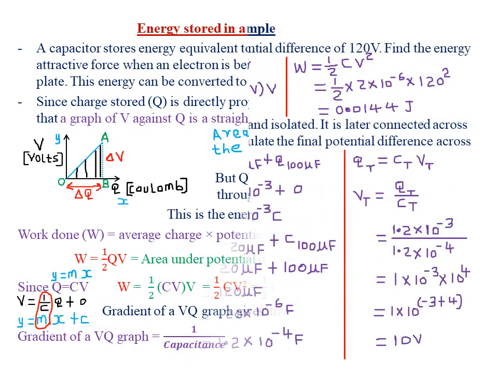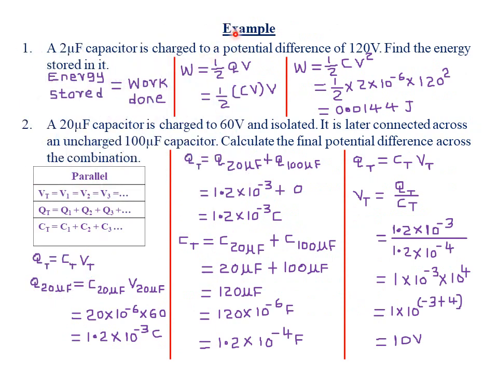Next, we look at some examples involving computing the energy stored. So we are told that a 2 microfarad capacitor is charged to a potential difference of 120 volts. So we are required to find the energy stored in it. So here we are given the capacitance C, we are also given the potential difference V. So we simply look for the equation of the energy stored, which involves, of course, the capacitance C and the voltage V.